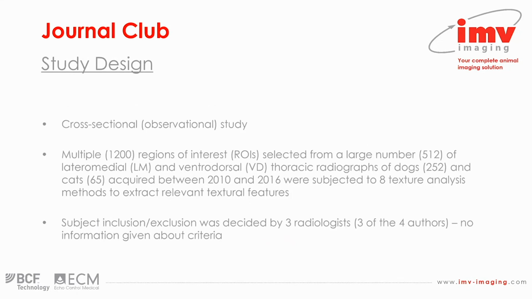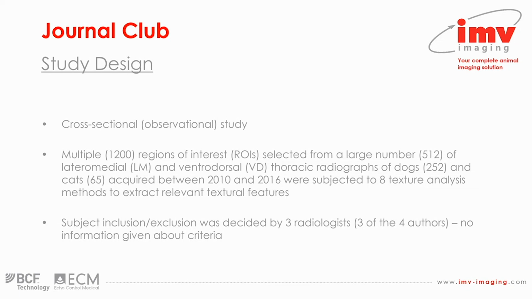This was a cross-sectional observational study. It involved taking 1,200 regions of interest from a large number of cases, just over 500 of them, with lateromedial and ventrodorsal thoracic radiographs, which had been collected over a 6-year period from 2010 to 2016 at the authors' institute in Korea. The patient population was made up of 252 dogs and 65 cats.